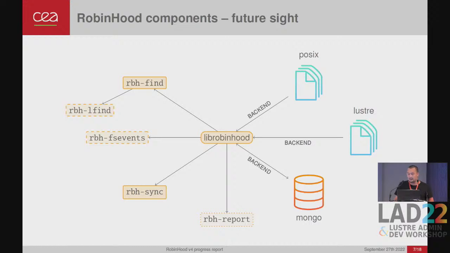And on the future side, we have at least a need for an RBH report tool that will be used to retrieve some generic statistics of the file system, such as how many files I have in it, maybe having some statistics grouped by user, groups or projects.